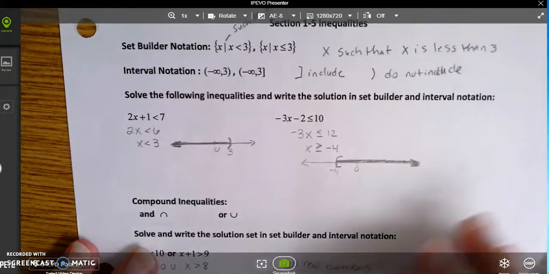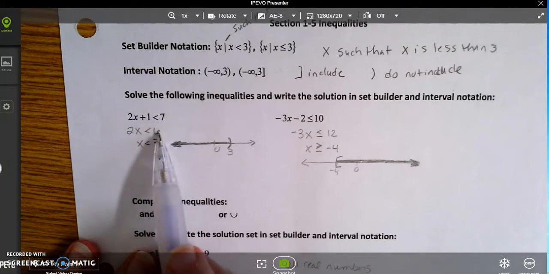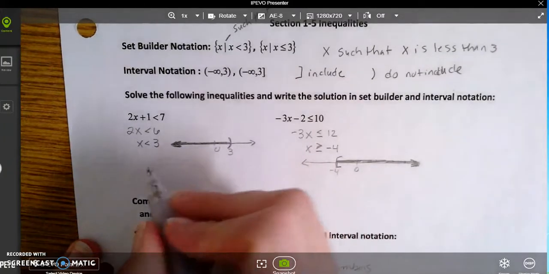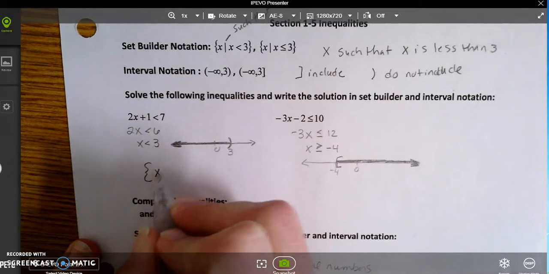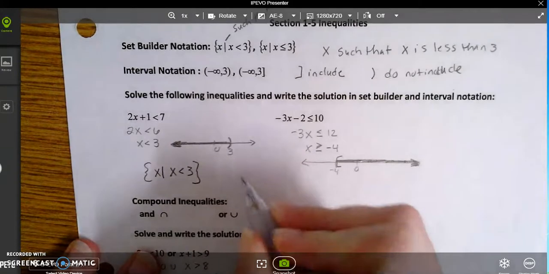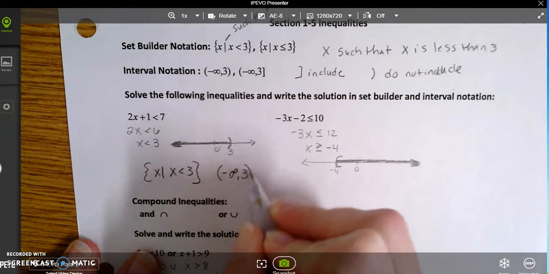So then we have a couple of examples, and we're going to solve this like any regular inequality or any equation. We're going to subtract 1 and we get 6, and then divide by 2 and we get 3. So the inequality is showing less than, so your answer is x is less than 3. So in set builder notation we would write x such that x is less than 3. In interval notation, I would write negative infinity to 3 with parentheses.